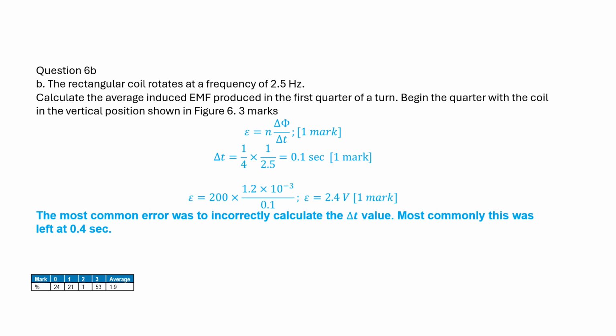To calculate the EMF, we should substitute the coil turns, magnetic flux change, and time change into the equation. The key is the time change, which is a 1/4 period, because rotating a 1/4 circle is equivalent to going from 0 to full magnetic flux.